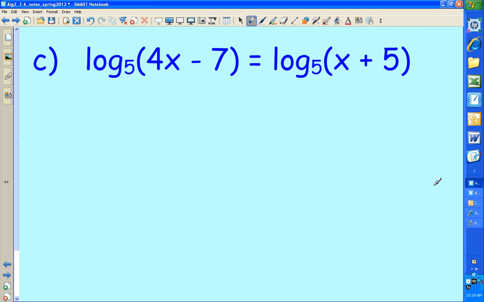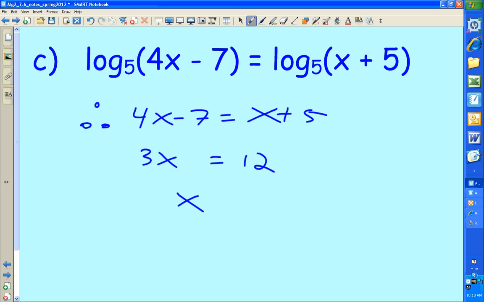So the logical conclusion again here is that 4x minus 7 equals x plus 5. When we subtract x, we get 3x. When we add 7, you get 12. So x is equal to 4. Again, you might want to check. 16 minus 7 is 9, and 4 plus 5 is 9. Both positive. All good.